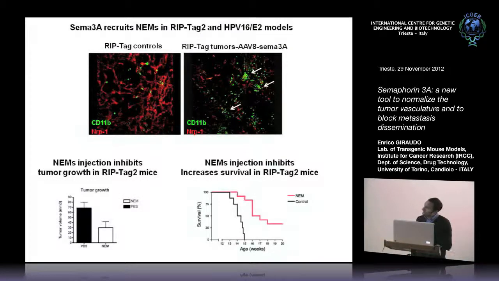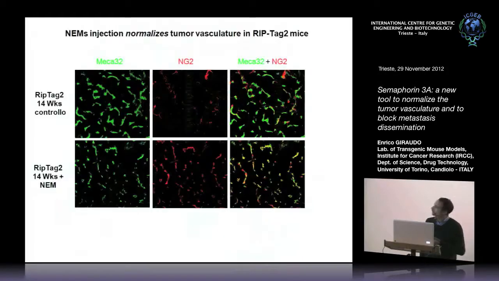What was interesting is that we took these NEMs and injected them into RIP-Tag mice, in a similar way to what we did with the AAV-SEMA3A, and we found a very significant reduction in tumor volume. More interestingly, we found an increase of survival, similar to what we observe when we just overexpress SEMA3A in tumors, somehow suggesting that part of the mechanism of normalization can be mediated by this recruitment of NEMs in the tumor. And again, these NEMs were really able to normalize the vasculature.